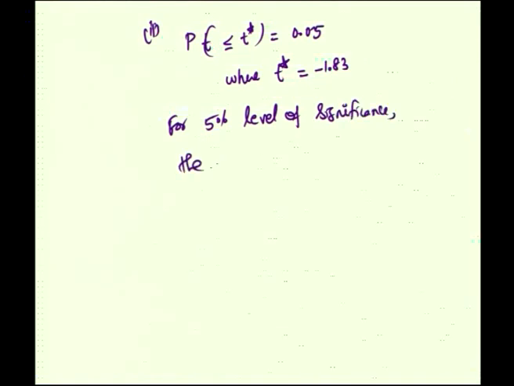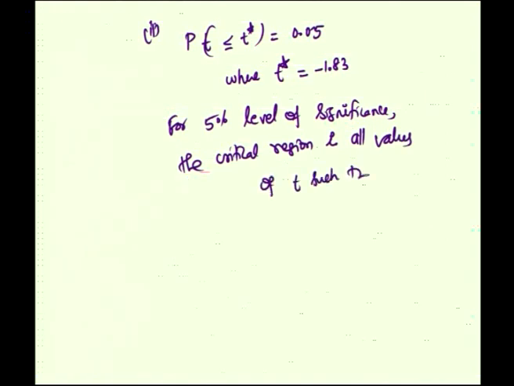The critical region is all values of t such that t is less than or equal to minus 1.83. Okay. Similarly, we discuss it for 9 degrees of freedom and 1 percentage level of significance. We see that it is 2.82.